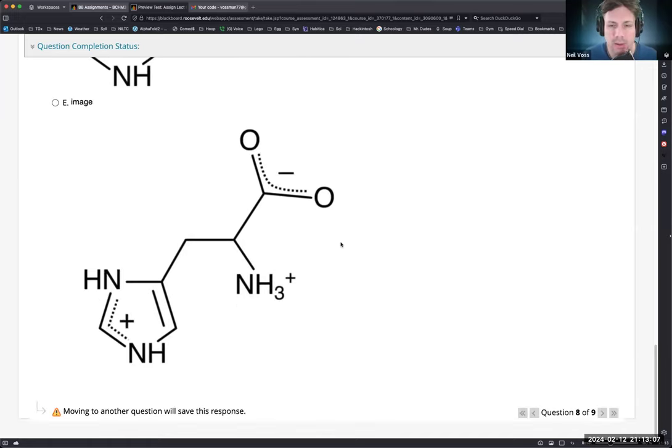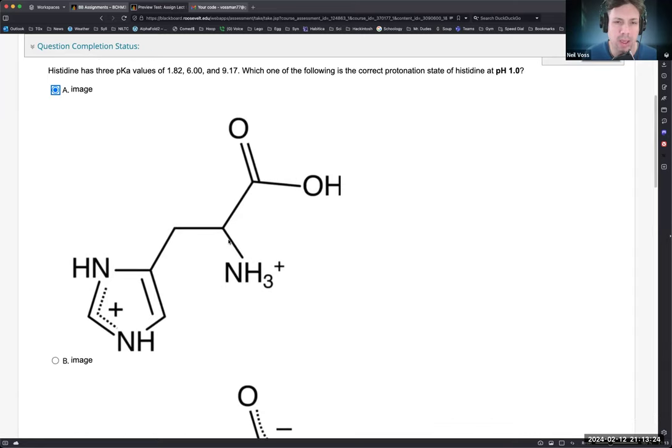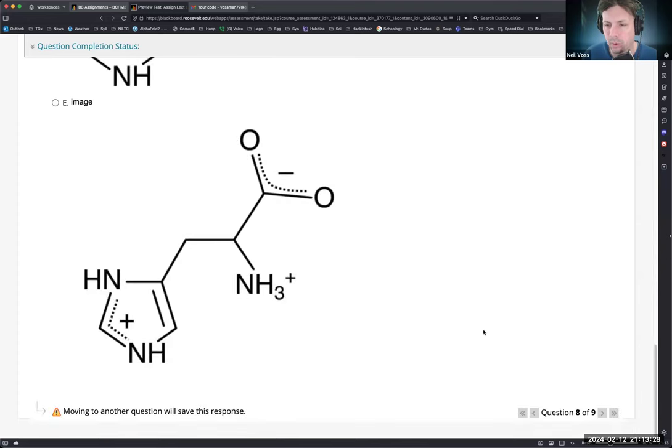And then the last one here, we lost the H, we gained the H. This would be anything where the pH is greater than 1.8 but also less than 6. So anyway, the correct answer was A, the one that has all the protons, because we are at such a low pH of 1.